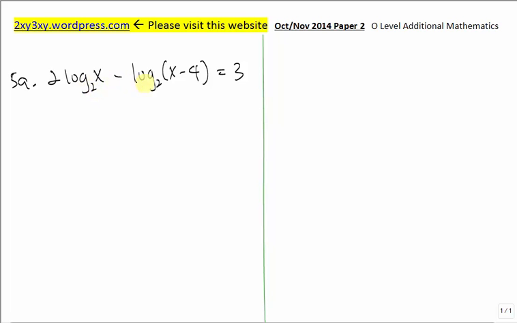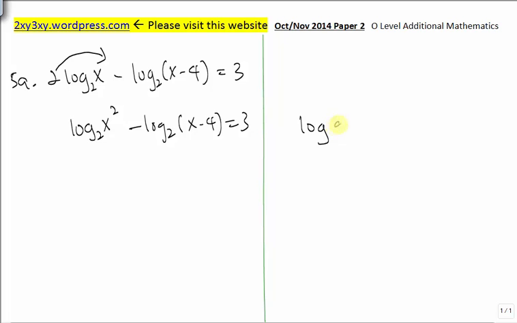What we should do is combine the two logs into a single log. Before that, we need to bring the 2 up here. We are applying the law of logarithm, where the number here you can bring up to the power here. Now we can combine the two logs into a single log. If you have log A minus log B, these two logs can be combined into a single log by taking this A divided by this B.